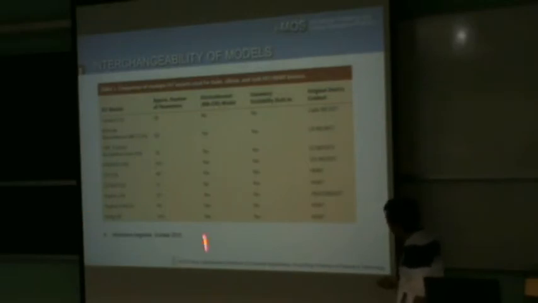Now, this is a table I got from Microwave Magazine. What they try to do is look at the interchangeability of models. They try to use different models to model gallium arsenide and silicon MOSFETs.